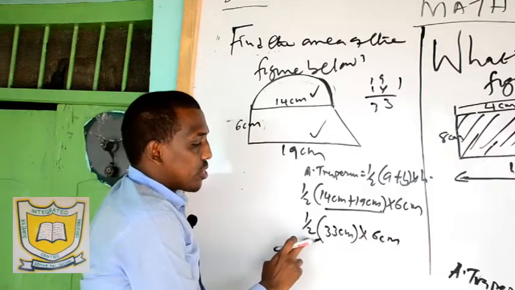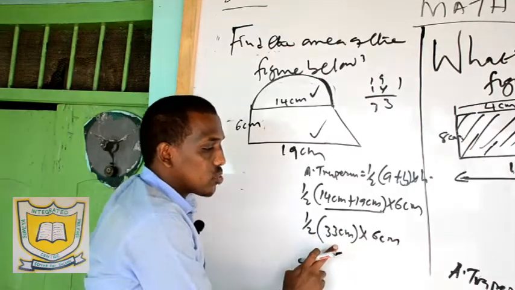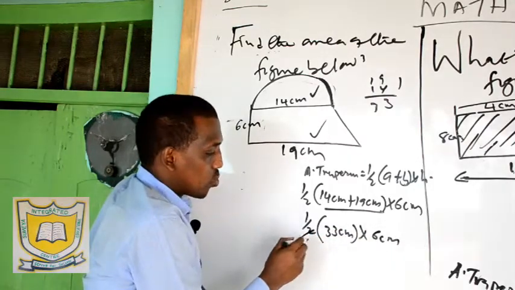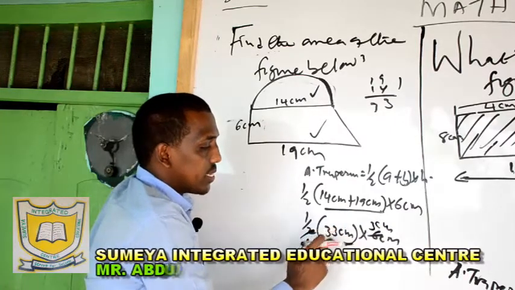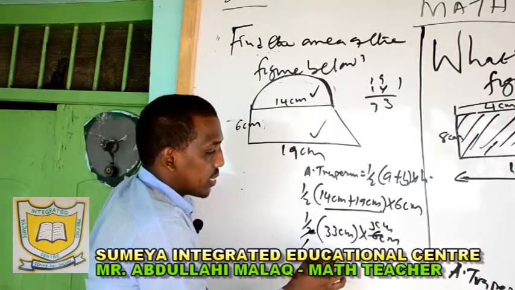Now this half cannot be divided by 33, so we proceed to the height. 6 by 2, 3 centimeter. You multiply now. 33 times 3, you will get 99.